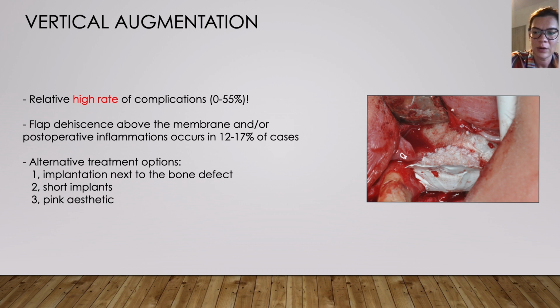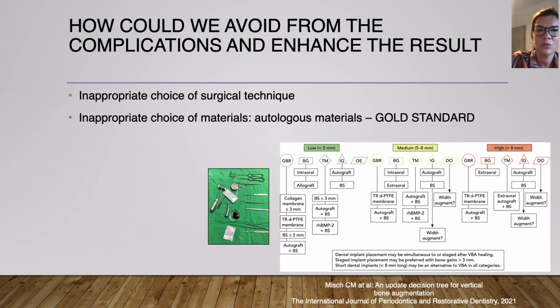Many of these complications are happening in case of the vertical augmentation, because in case of the vertical augmentation we will increase mostly the amount of the new bone tissues, so that's why the flap dehiscence and membrane exposure cause many of the cases in the vertical augmentation. How could we avoid these complications, the patient and us as well?